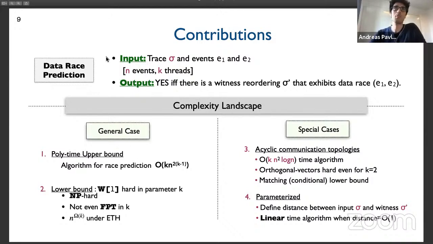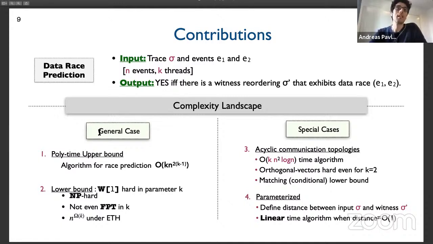So we have the data race prediction problem. The input is a concurrent trace sigma and 2 events that conflict. Sigma has n events, and we are over k threads. The question is whether you can find a witness reordering sigma prime, which will expose a data race that was otherwise hidden in your input trace sigma. And so we paint the complexity landscape of this problem.